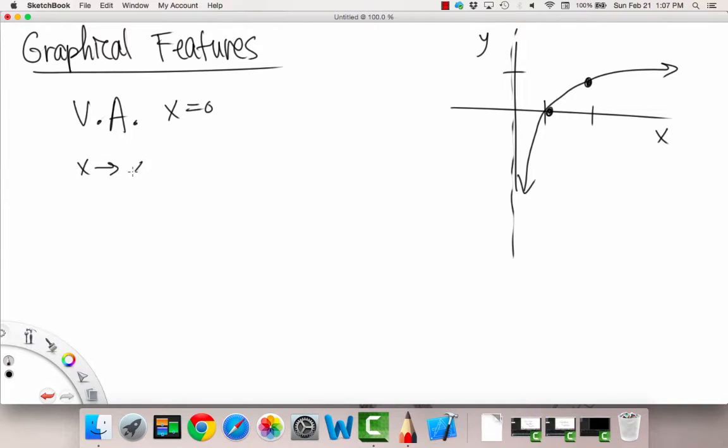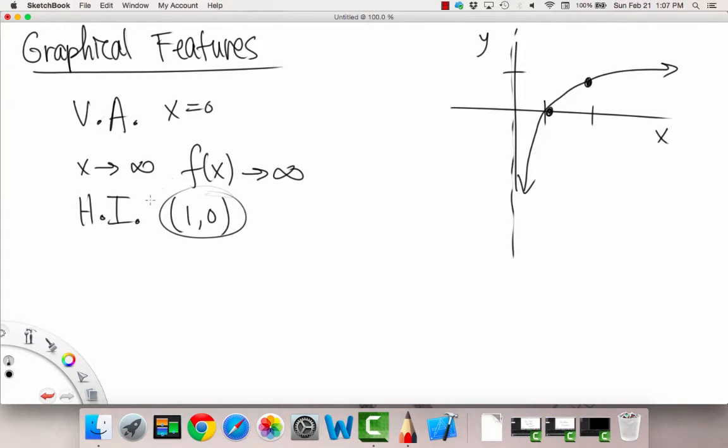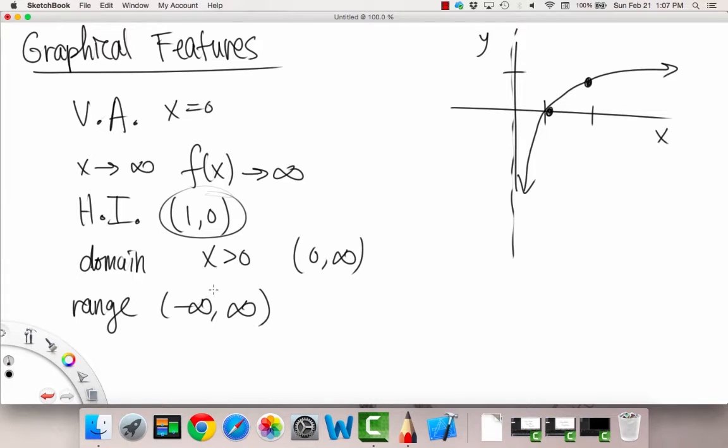We also have, as x goes to infinity, our function goes to infinity as well. Okay, let's see what else we have. A horizontal intercept at (1, 0), which is going to be standard for all standard non-shifted logarithmic functions. This (1, 0) is going to be true for ones that aren't shifted. Alrighty, and then again, I'll just review that the domain of this function is x greater than 0, also denoted by interval notation here. And then finally, our range was just all real numbers, so negative infinity to positive infinity.